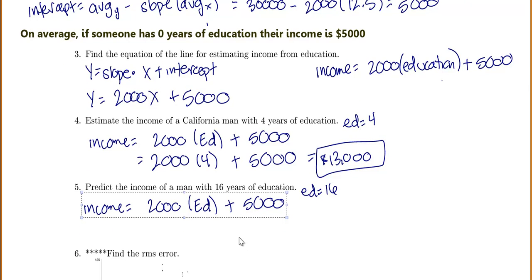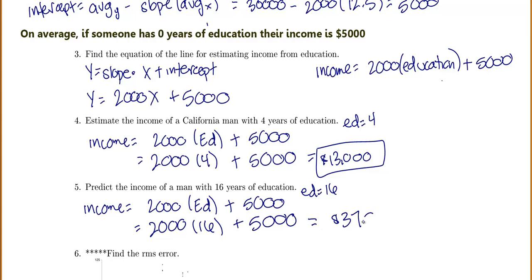Now we just plug in 16 for our education. So it would be 2,000 times 16 plus 5,000, which gives me $37,000. So for this man that has 16 years of education, we predict that his income will be about $37,000.